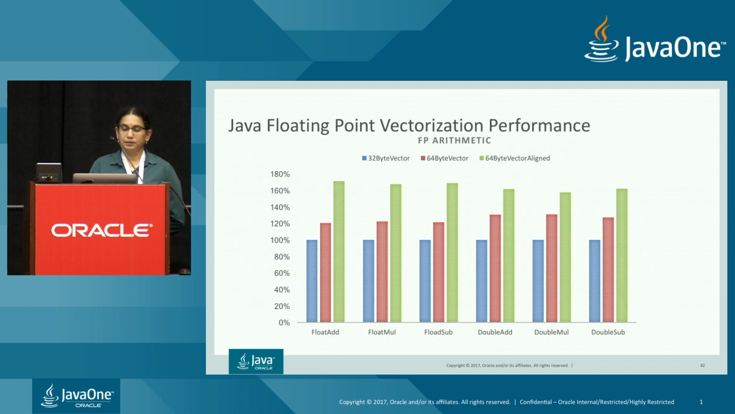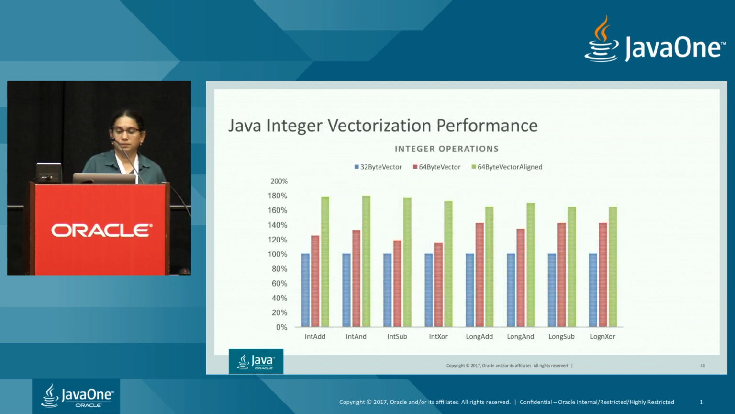So this chart here shows the performance gain for floating point operation from 32-byte vector to 64-byte vector. And the performance gain is up to 30% without alignment and goes up to 70% with alignment. And here we show the performance of integer, arithmetic, and logical operations. Here the performance gain is up to 40% without alignment and 80% with alignment.